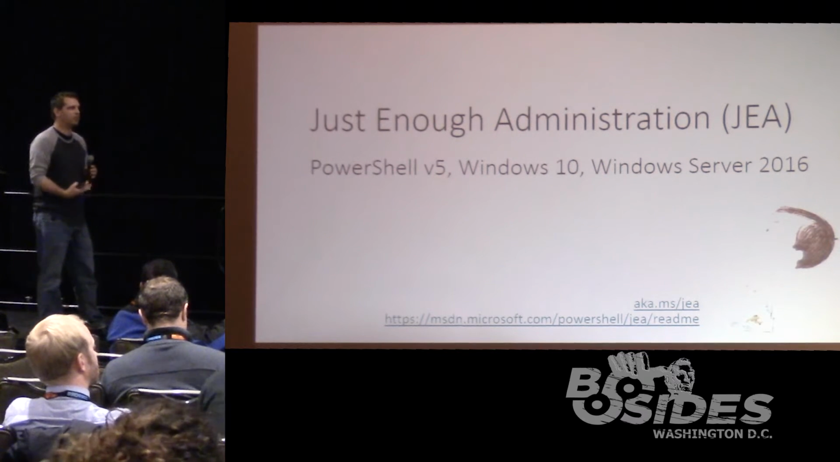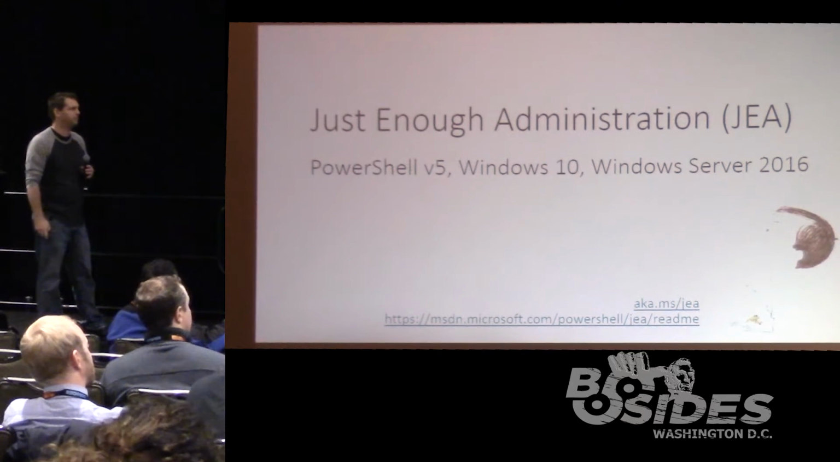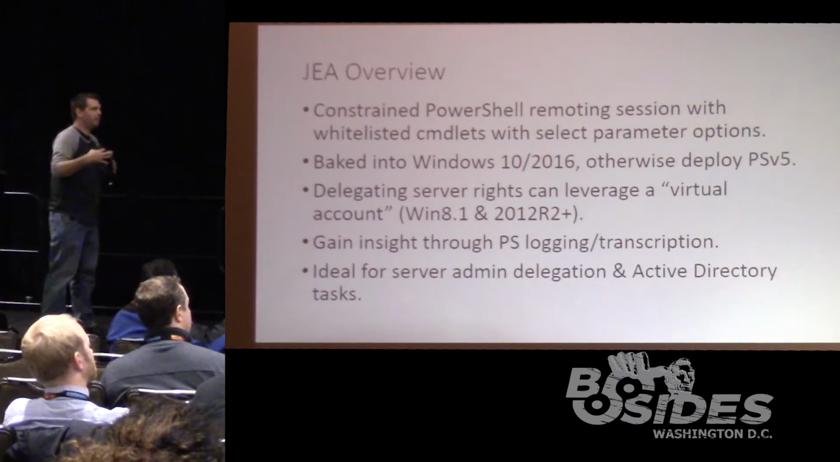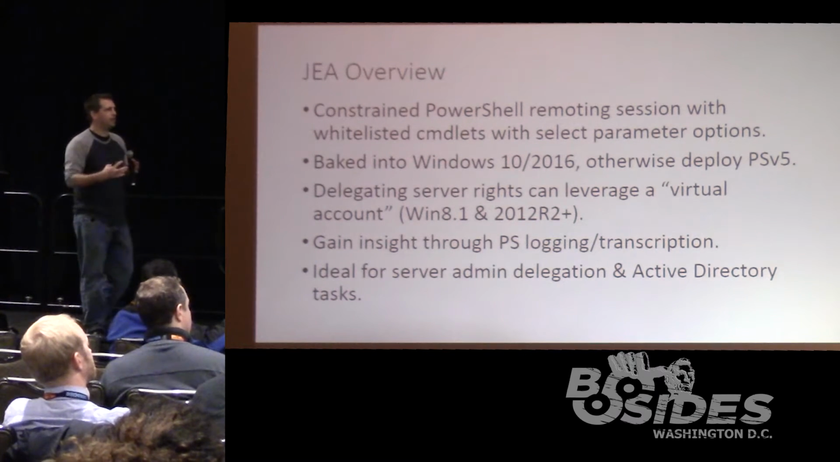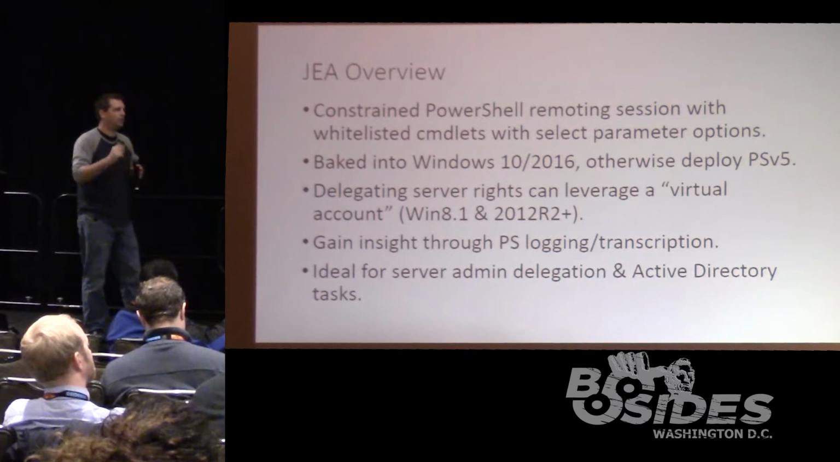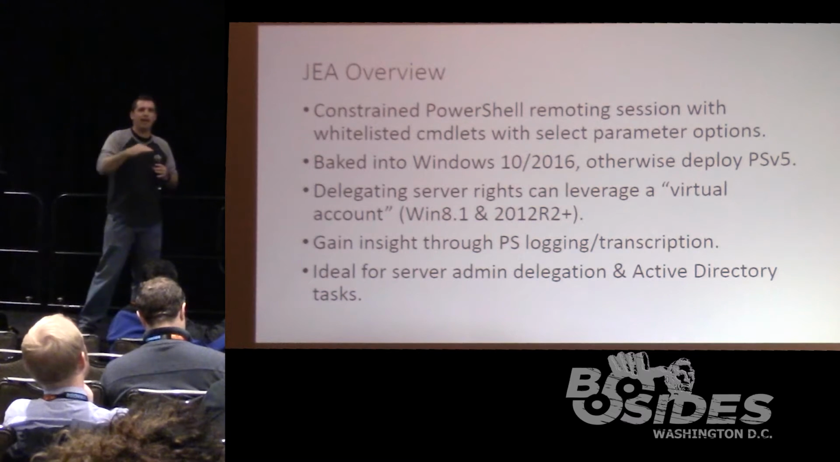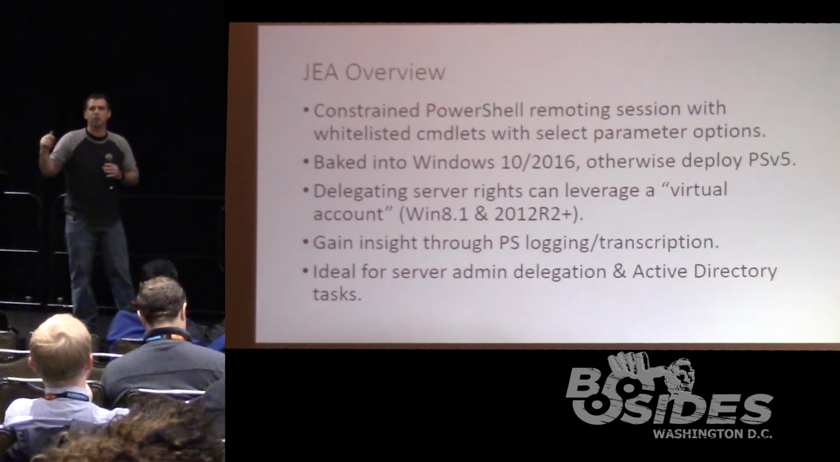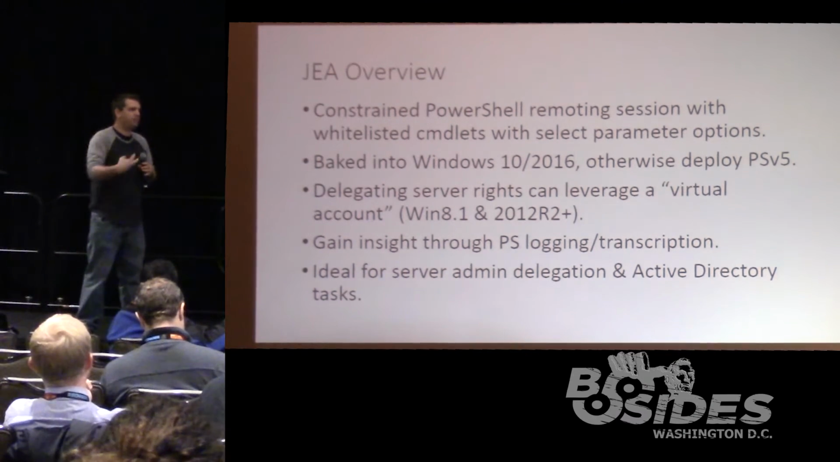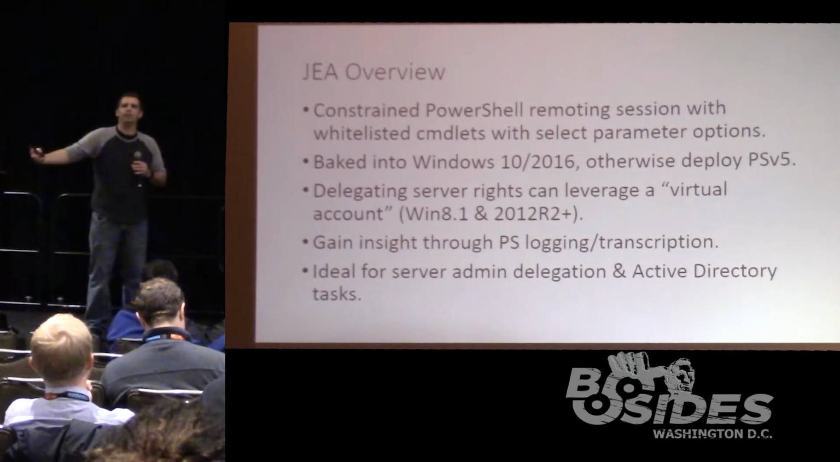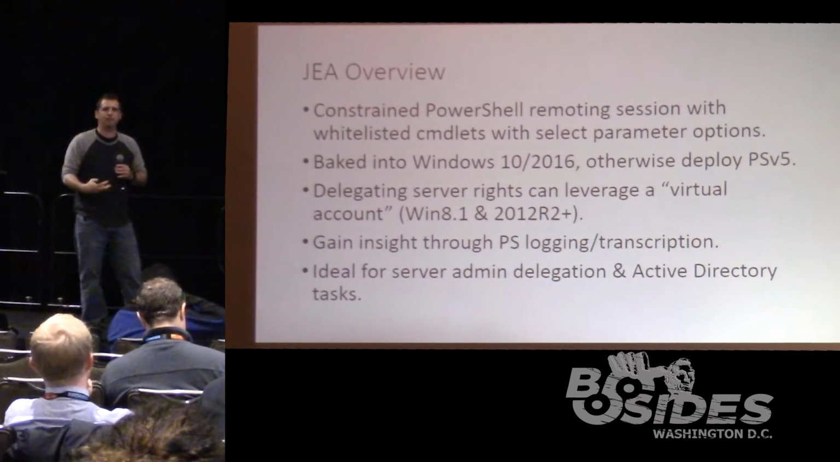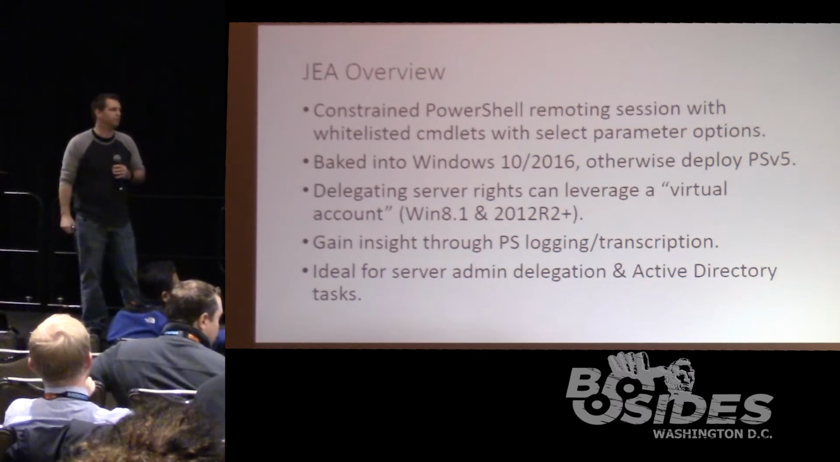But JEA is available with PowerShell version 5, Windows 10, Windows 2016. And effectively with JEA, we get a constrained PowerShell remoting session with whitelisted cmdlets. So we specifically say these are the cmdlets that are allowed, and specific parameters that are allowed, with names of those parameters and actual parameter values that are allowed. And this is baked into Windows 10 and 2016. Otherwise, you can install PowerShell version 5 and configure JEA on other supported systems like Windows 7, 2008 R2.